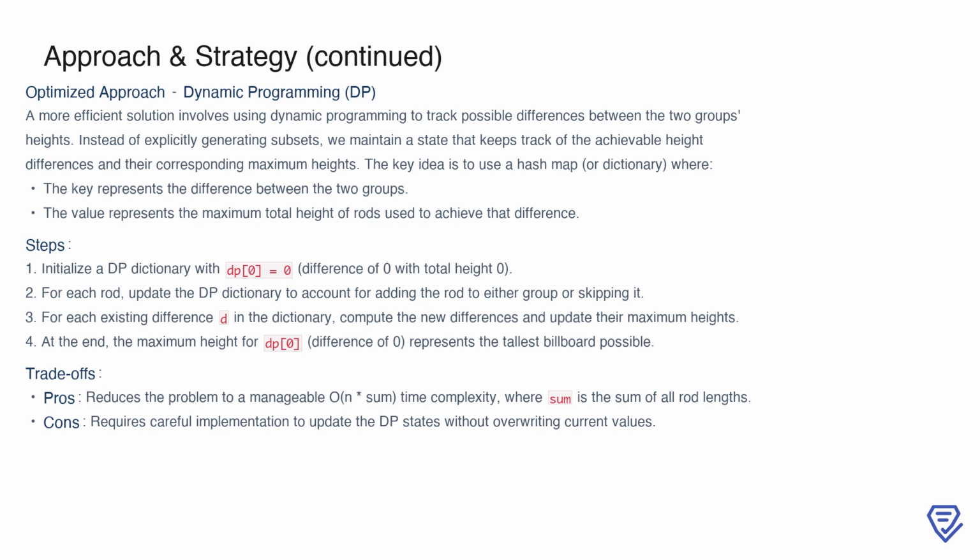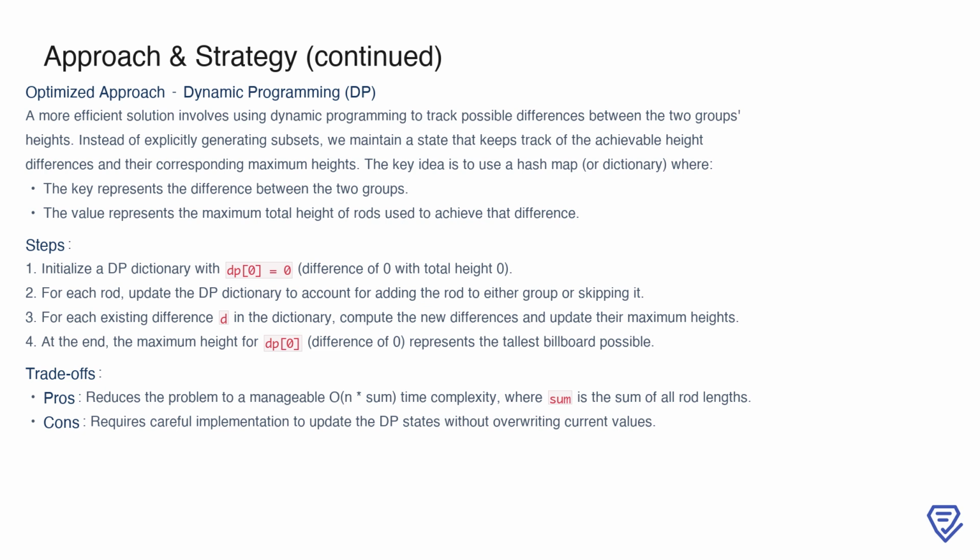The process begins by initializing the DP dictionary with a base case, a difference of 0 and a total height of 0. For each rod, we update the dictionary to account for 3 scenarios: adding the rod to the first group, adding it to the second group, or skipping it entirely. As we iterate, we compute new differences for each existing state and update their maximum heights accordingly. By the end, the value stored at a difference of 0 in the dictionary represents the tallest possible billboard, as it corresponds to 2 groups with equal heights.